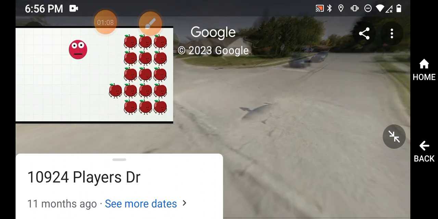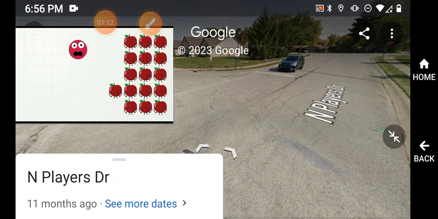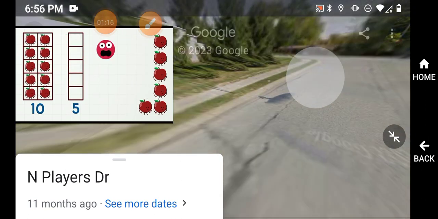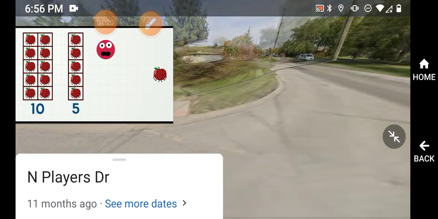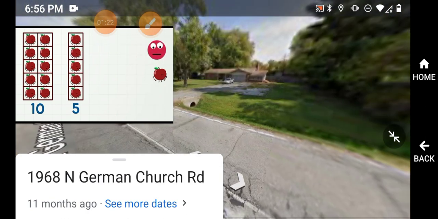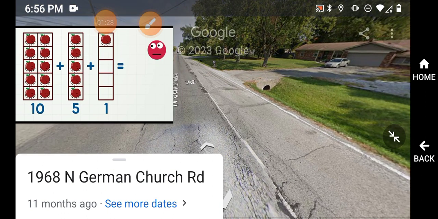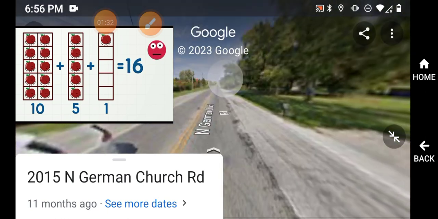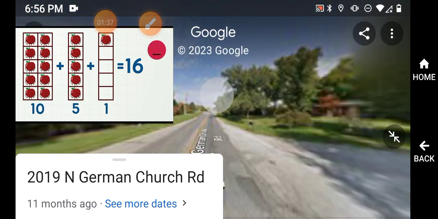Let's try some. Sometimes when we are thinking about numbers, it can be easier to think about the numbers 10 and 5. So if 10 apples go here and 5 apples go there, how many apples do we have left? That's right, 1. 10 plus 5 plus 1 is 16. So the number 16 can be made up of the numbers 10 and 5 and 1.